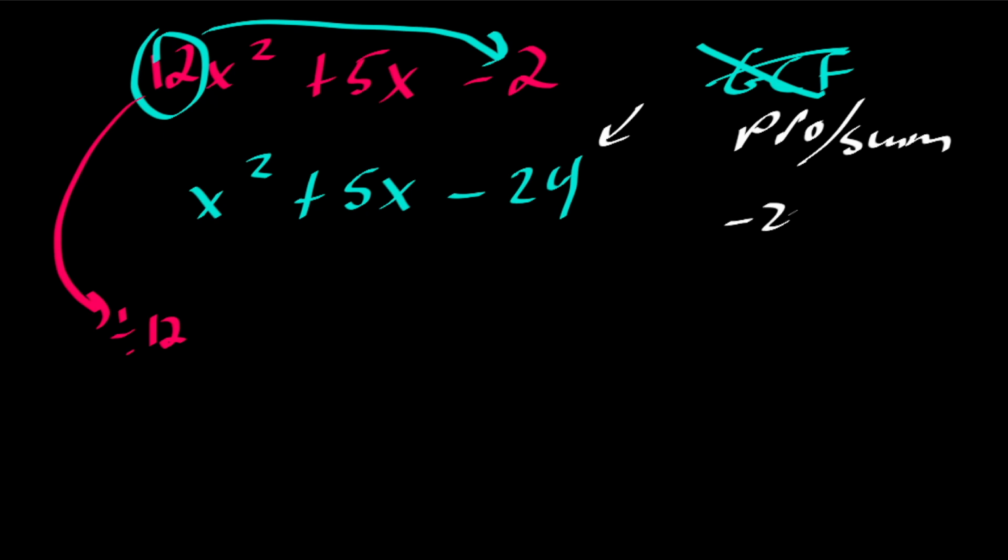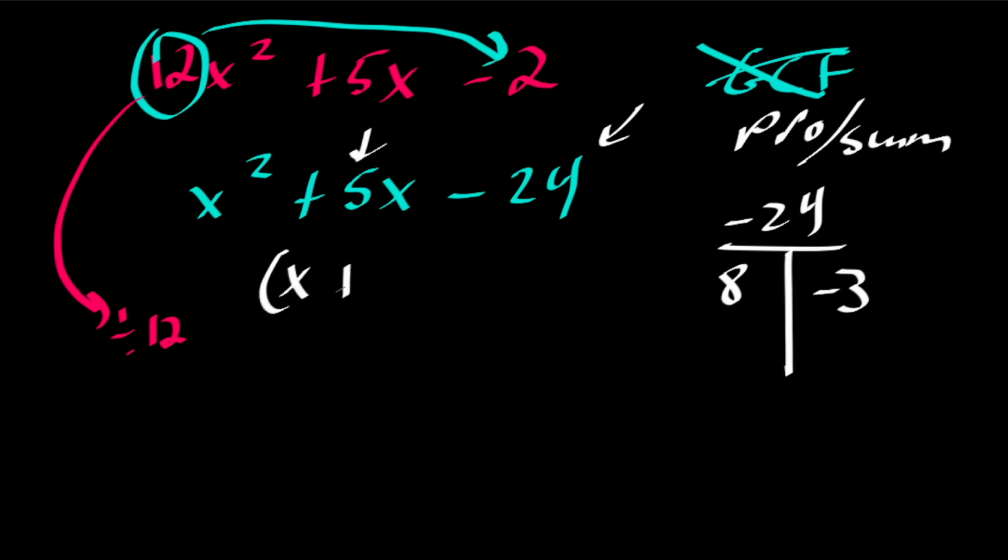So I need two numbers that multiply to give me negative 24 and add to give me positive 5. One of those numbers has to be negative because this is negative. So I need alternating signs. Now, I know 8 and 3 are going to work, but one of those has to be negative. Would the 8 or the 3 be negative to give me a positive 5 when they combine? The 3 would be negative. So we would say x plus 8 times x minus 3.